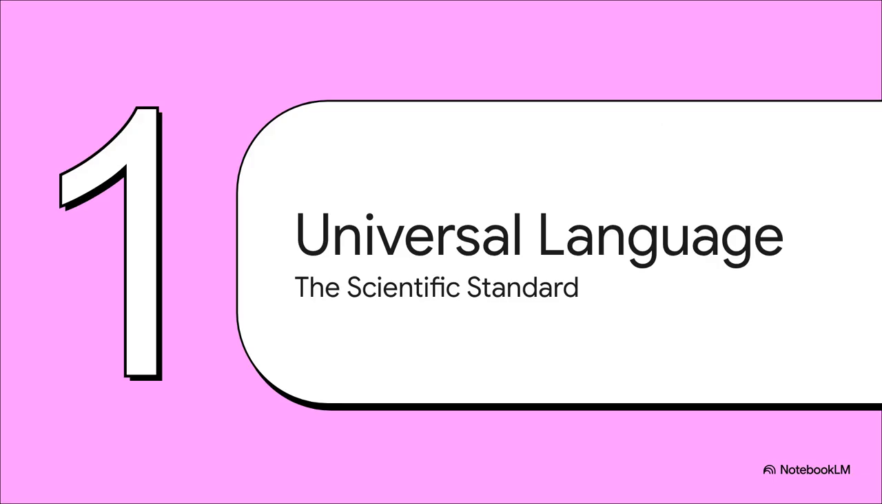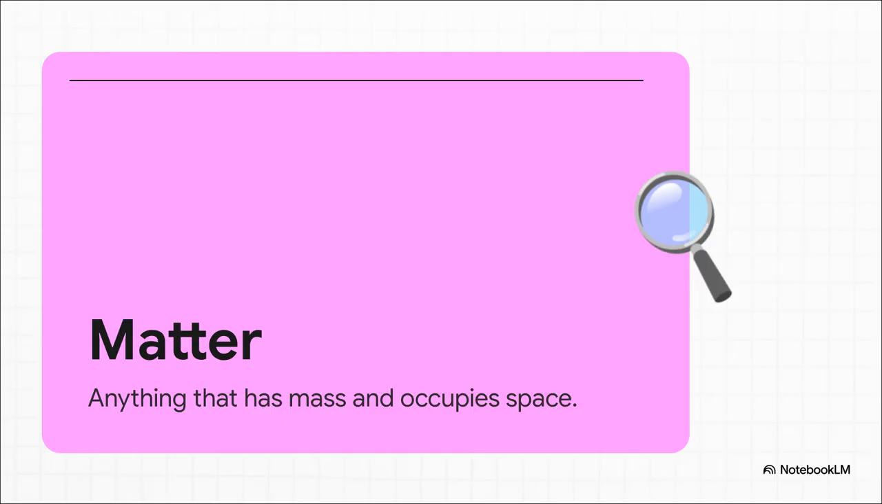Part 1. The universal scientific language. Before we can even begin to perform experiments or describe the natural world, we absolutely have to agree on the words we're using. Let's kick things off with our very first critical vocabulary term. The word is matter, materia. In scientific English, matter is simply defined as anything that has mass and occupies space. Basically, it's the physical stuff that makes up the entire universe.